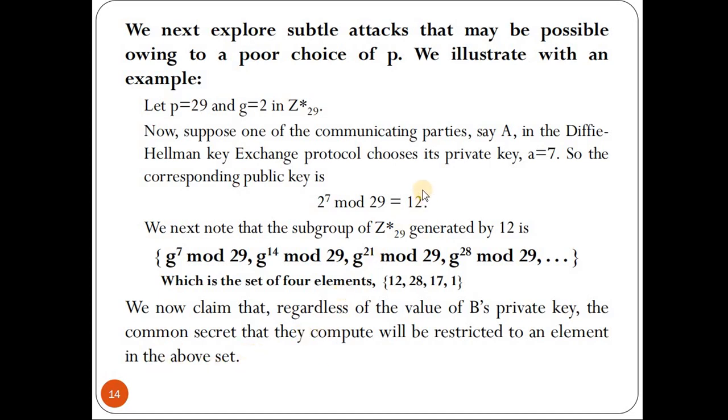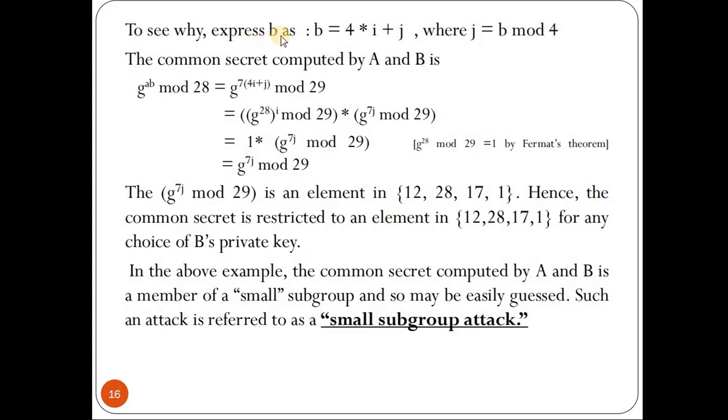It means that this is the public key of A. Now, irrespective of the private key that is chosen by B, it will be one of the values from this set. So it is very easy to compute the common shared secret key. We will see how it is possible. Here we will consider a variable B, where B is equal to 4i plus j, where j is equal to B mod 4. The common secret key computed by A and B is, we know the formula, G to the power AB mod P.